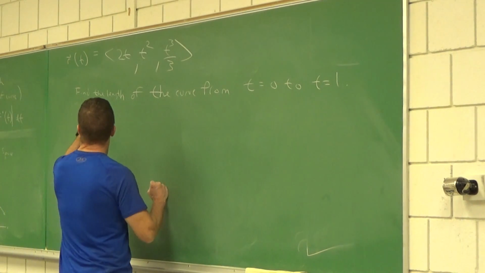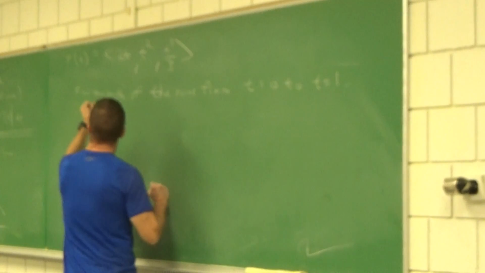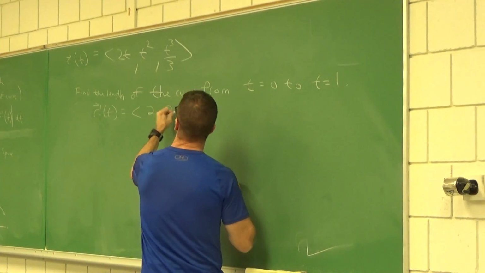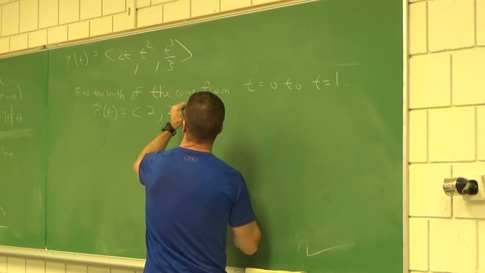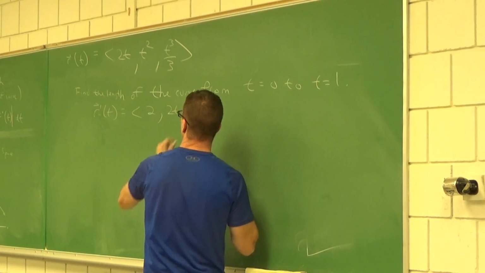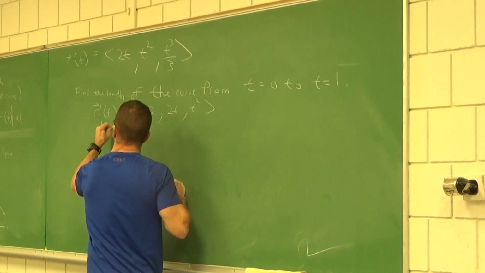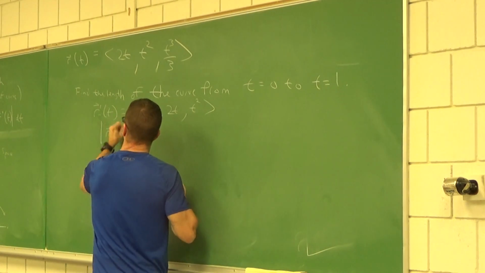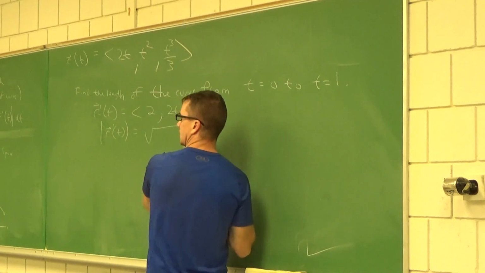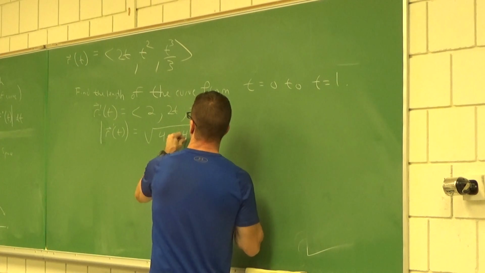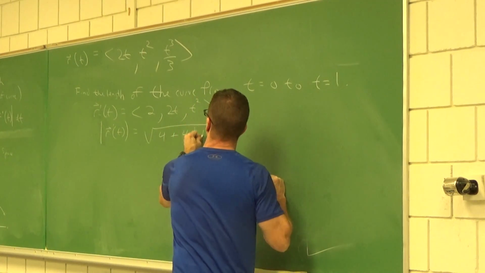All right, what's r prime? 2t and t squared. Okay. What's the magnitude of r prime? 4 plus 4t squared plus t to the power 4.